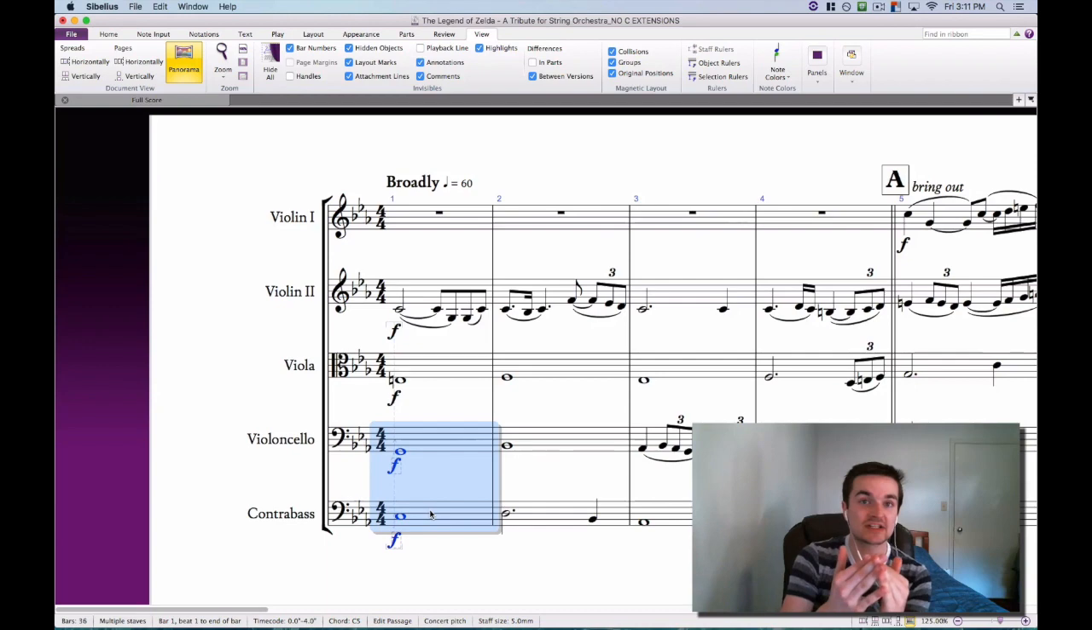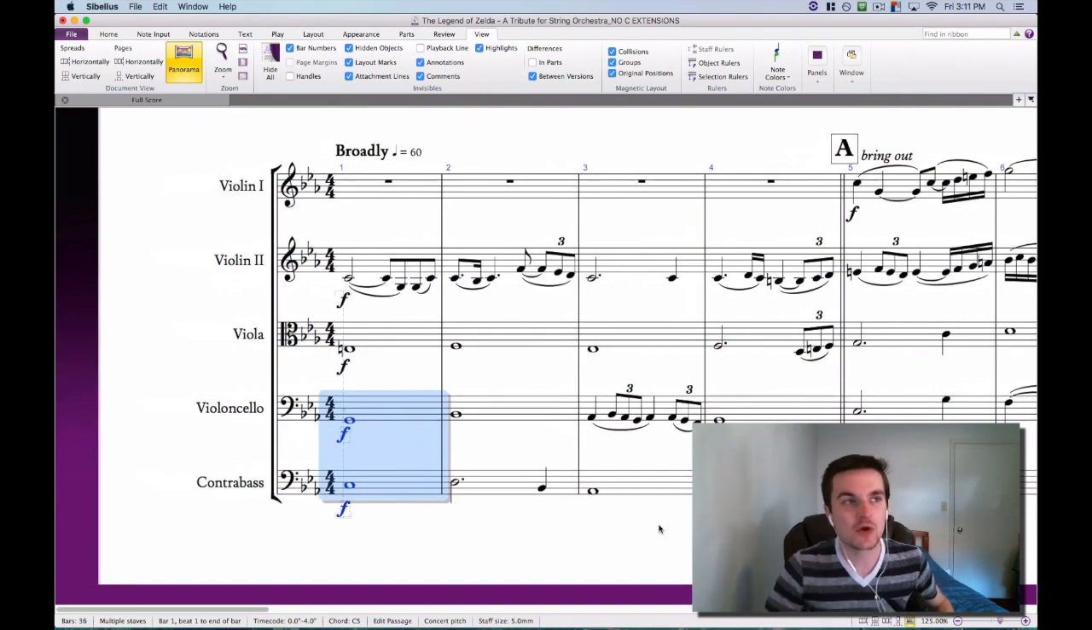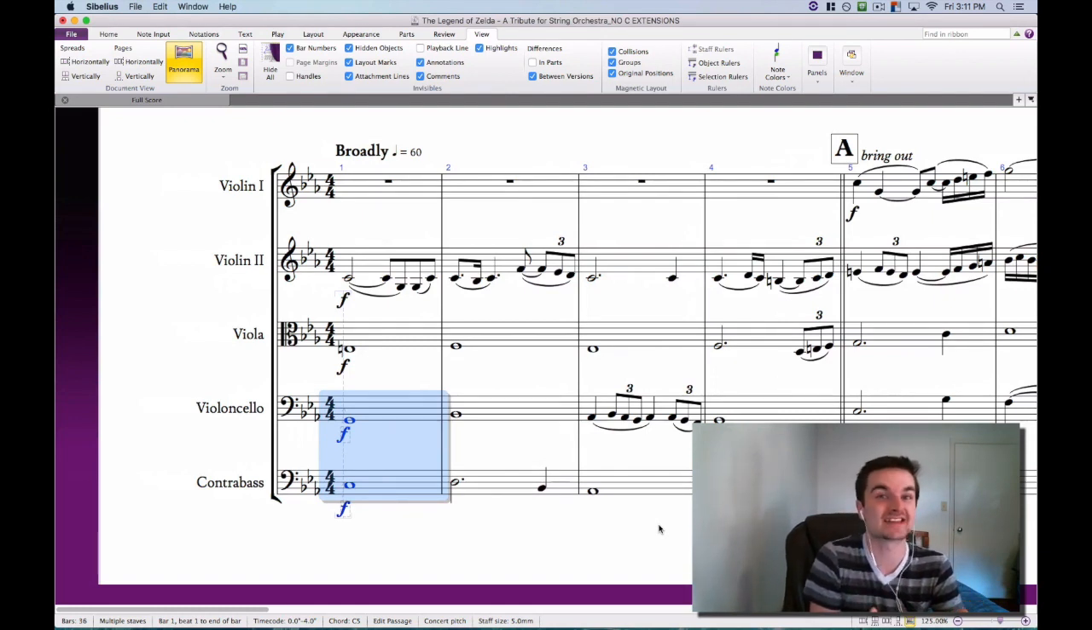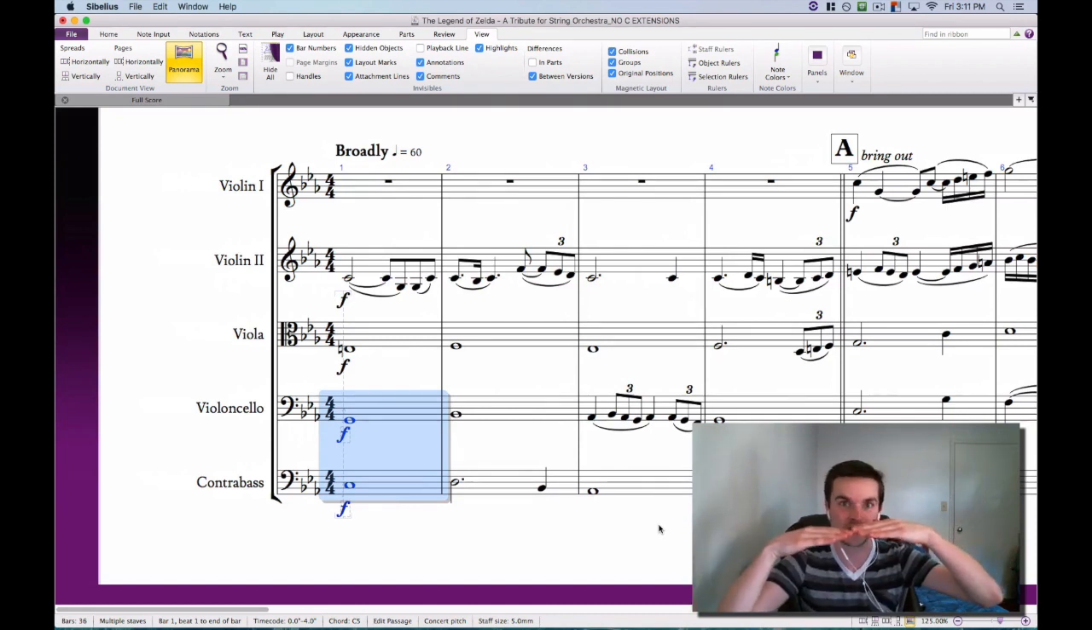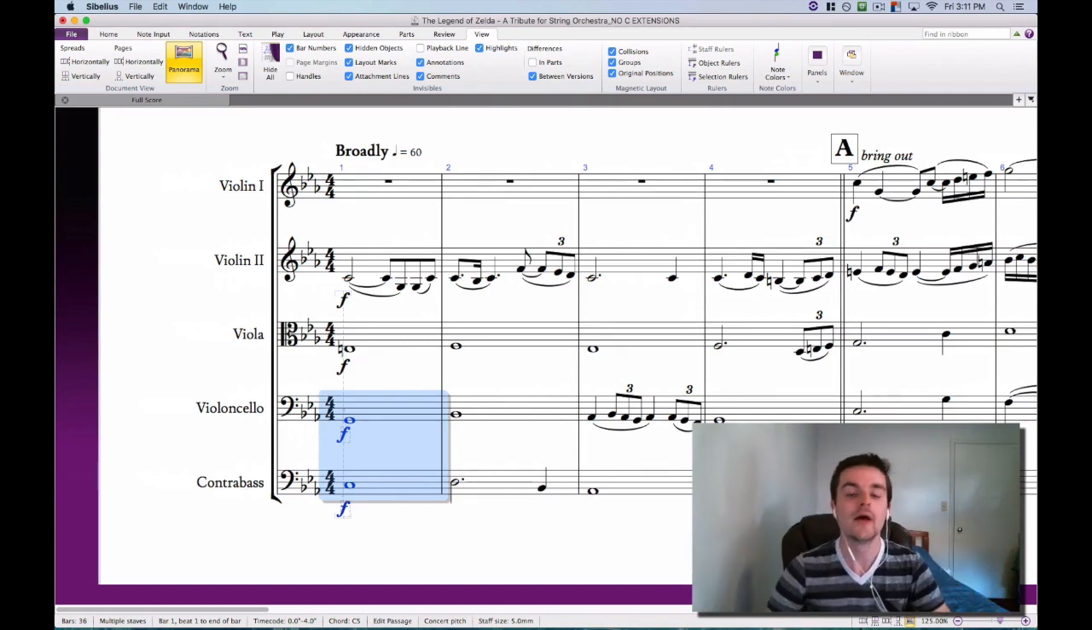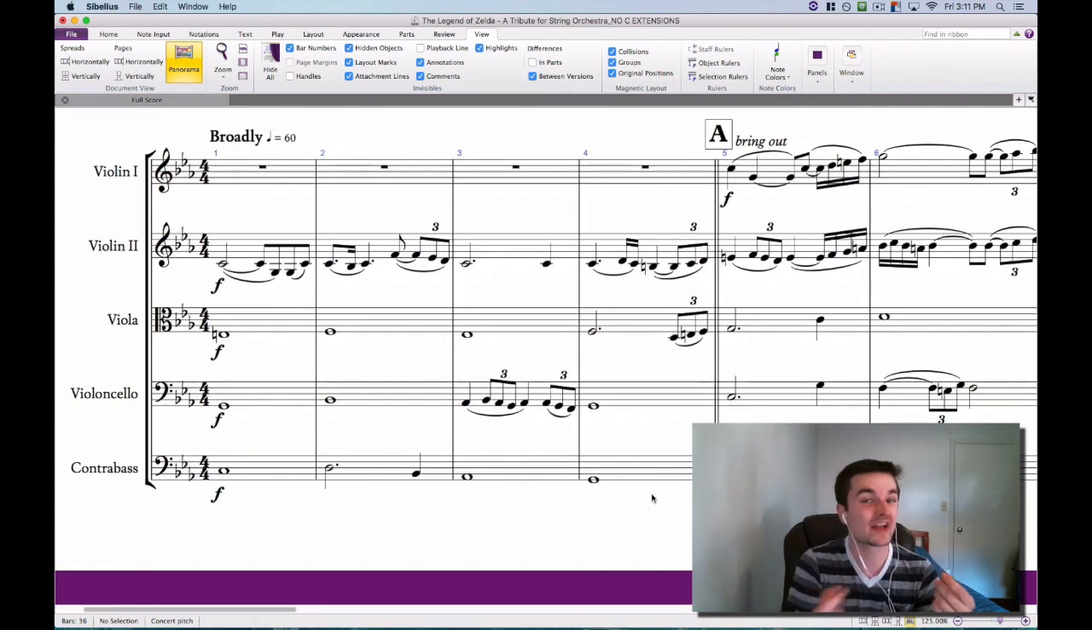And it is dangerous to get them doing individual parts. But as long as you're careful with the intervals, you can split up your cello and bass in a lot of more modern scoring. Back in the olden days, the cello and the bass were actually on the same part, and they just completely doubled each other. Nowadays, we have a lot more independence between parts.